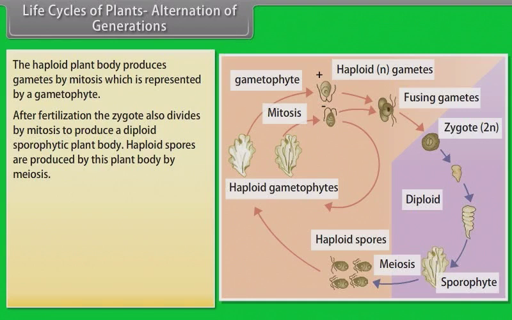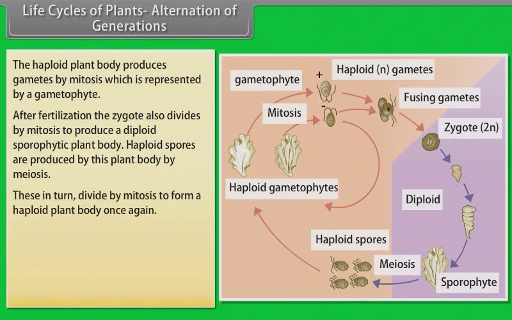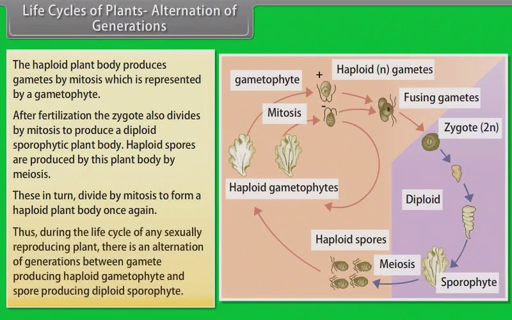Haploid spores are produced by this plant body by meiosis. These in turn divide by mitosis to form a haploid plant body once again. Thus, during the life cycle of any sexually reproducing plant, there is an alternation of generations between gamete-producing haploid gametophyte and spore-producing diploid sporophyte.